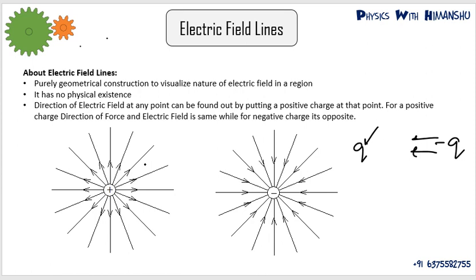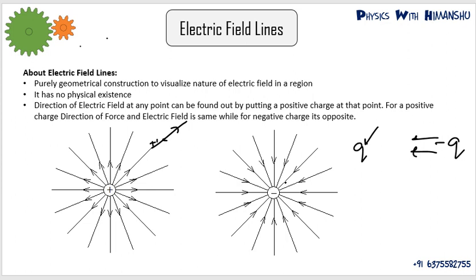Okay, so conventionally, if you want to find out the direction of electric field at any point, you have to put a positive charge at that point. Suppose I put a positive 1 coulomb charge here. So this positive will repel this positive. So the force will be outwards. So electric field will be outwards.